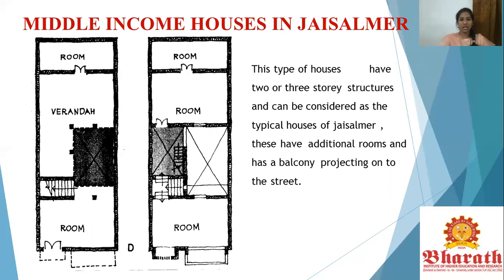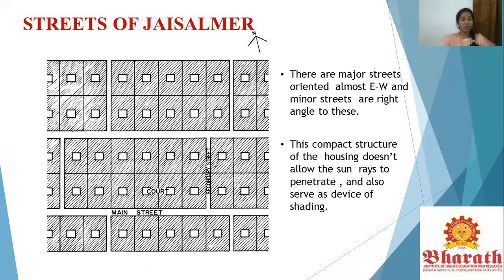In addition, the houses are two to three storey structures and can be considered typical houses of Jaisalmer. This is a common typical plan. These have additional rooms and a balcony projected on the street. This applies not only to the building itself but also to the planning aspect. These are the major streets, which are mainly oriented east and west, and the minor streets are at right angles to them. This compact structure of housing doesn't allow the sun's rays to penetrate and also serves as a shading device.